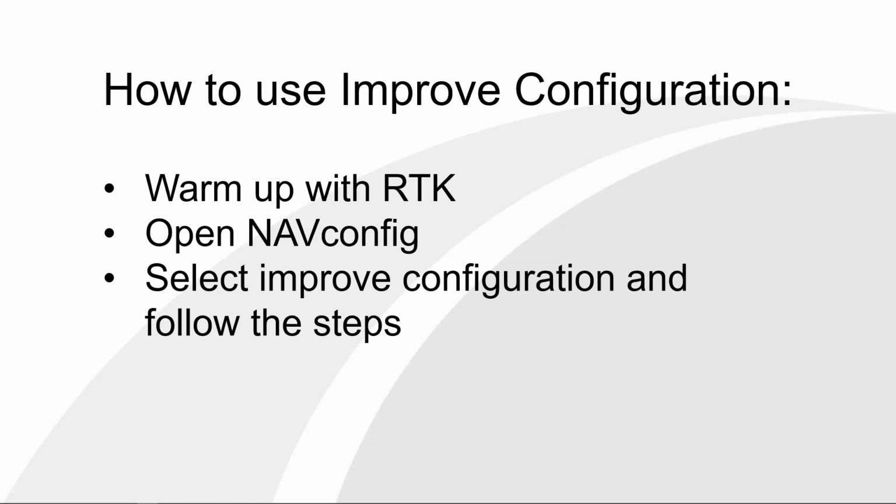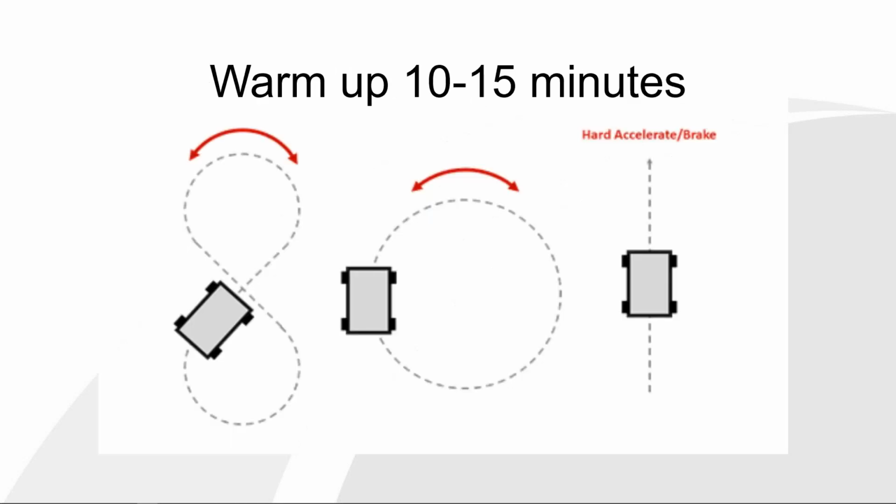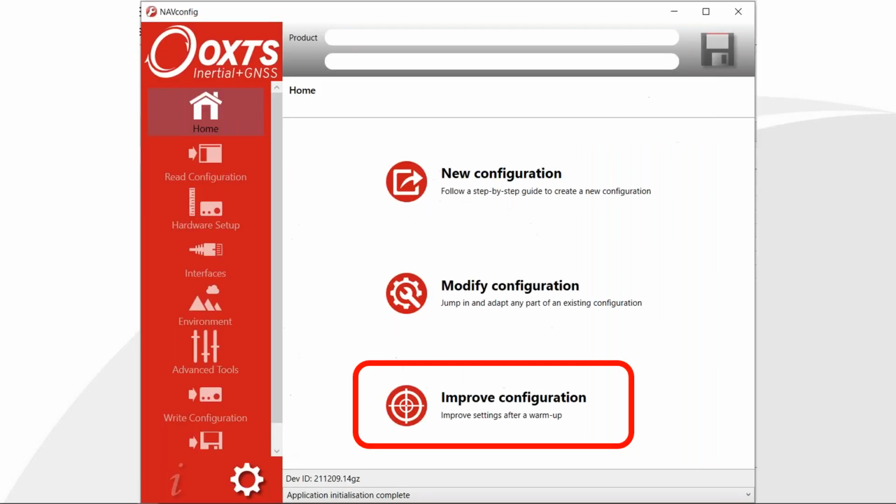So how do we use improved configuration in navconfig? Firstly, we do a warm-up with corrections. We then open navconfig, select improve configuration, and follow the steps. I'll walk you through that now. As I say, warm up for 10 to 15 minutes. We do our classic OxTS figures of 8, circles, and then straight lines with hard acceleration and braking. And this really gets all axes of the IMU moving.